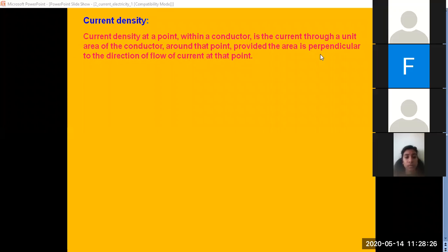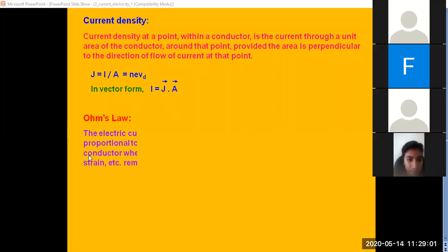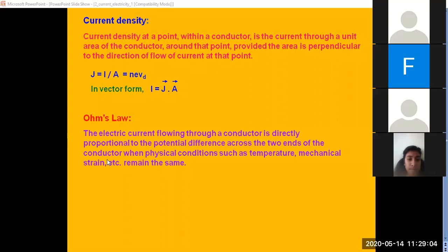One condition: the area should always be perpendicular to the direction of flow of current. This current density is denoted by J. Keep in mind, I is for current, J is for current density. The formula is I divided by A, or you can write it as n e into Vd. In vector form, I will be equal to J dot A, where J is current density and A is your area of cross section.